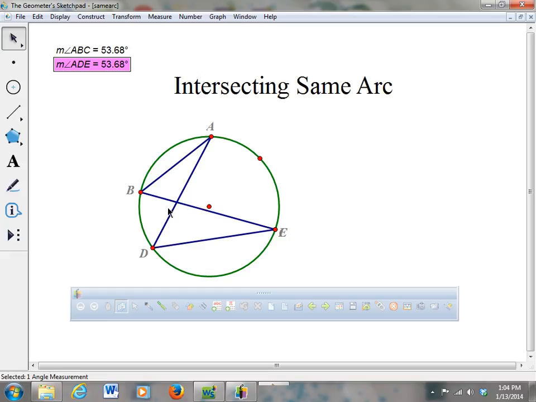So that is C61, the inscribed angles intercepting the same arc conjecture: inscribed angles that intercept the same arc are congruent. Got it?